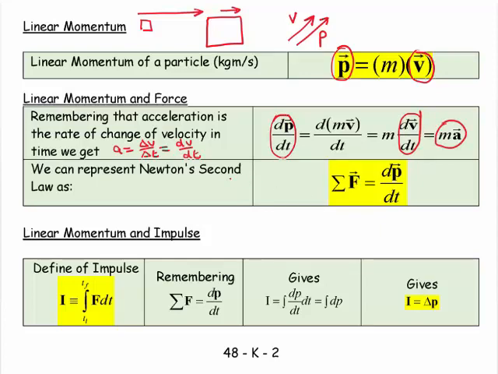So dP by dt is like saying ma. So whereas before we said the sum of the forces equals ma, now we can say the sum of the forces equals dP by dt. In fact, if I understand it correctly, Newton never said F equals ma. He thought in terms of dP by dt's.